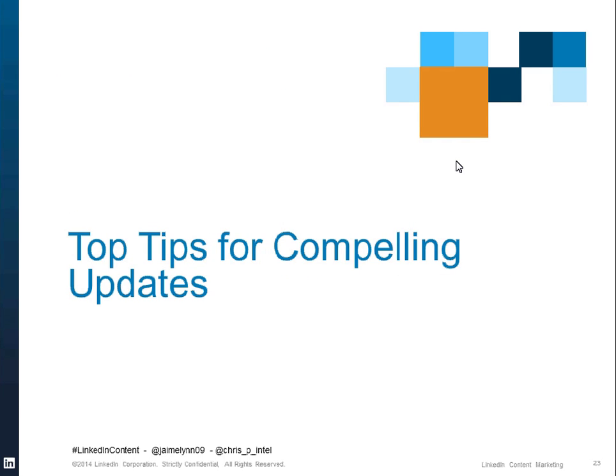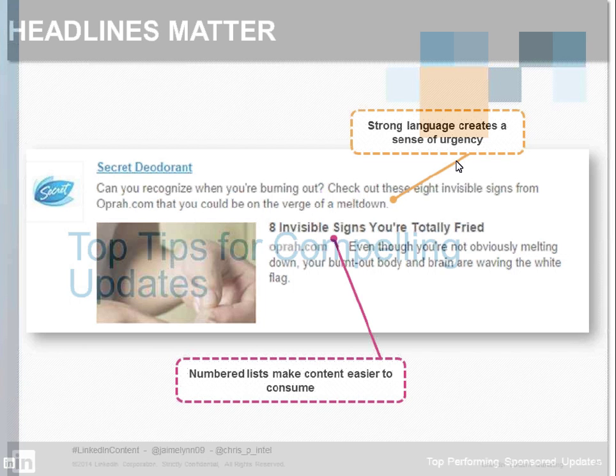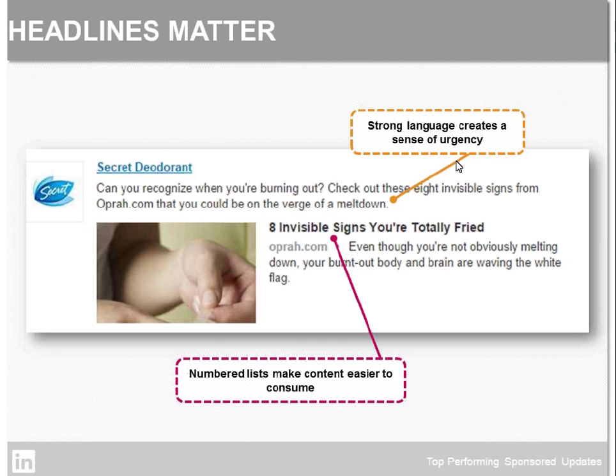So let's dig in. This is going to be a lot more tactical, and not just thinking about what kind of content to put on LinkedIn, but how to put it out there, because you can have a really great piece of content, and if you don't craft your update in a compelling way, it's going to get lost in the noise of the feed and not get seen. So this next part is equally as important as selecting the right content, and I'll give you some tips on creating a compelling update.